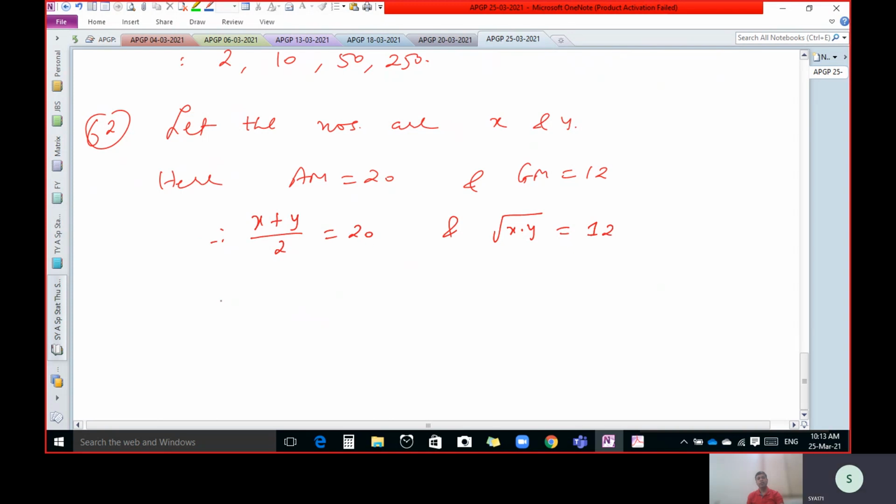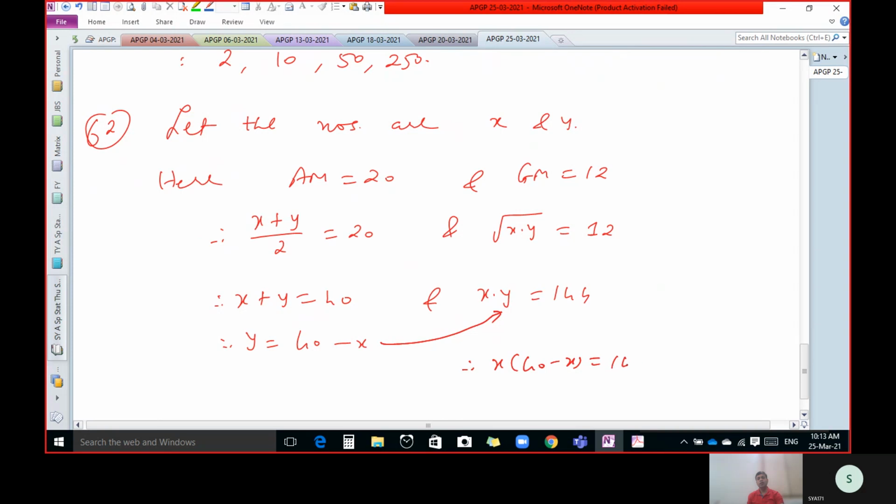Now take 2 on the other side. Take square on both sides. Now from this either you can find the value of x or y. Let us find the value of y. y is 40 minus x. Substitute that value of y here in this equation. So we get x in bracket y. y means what? 40 minus x equal to 144. Now simplify.